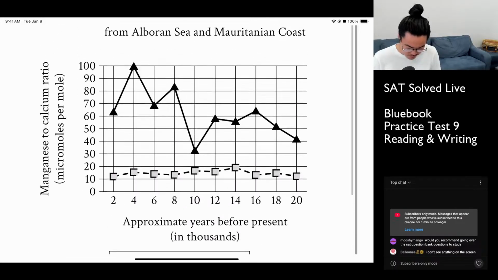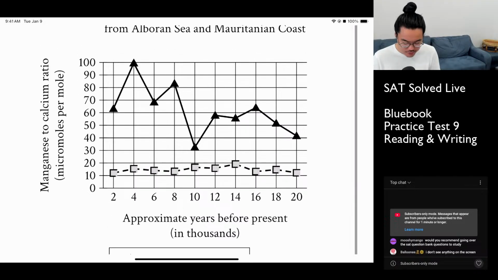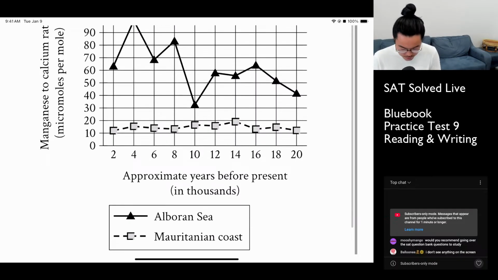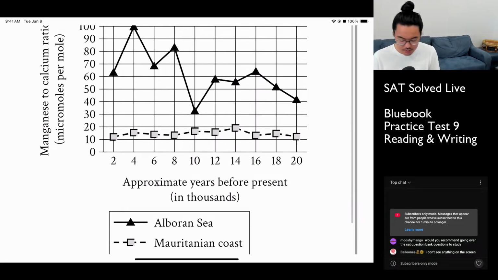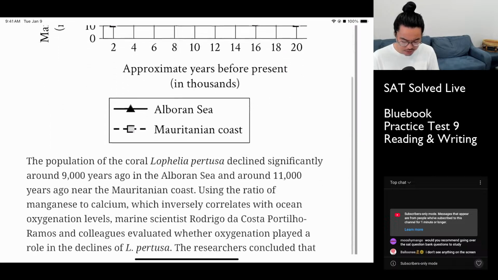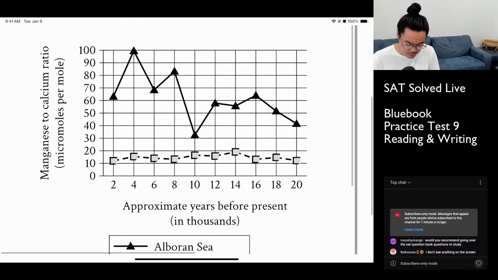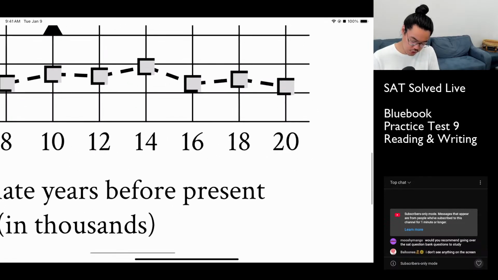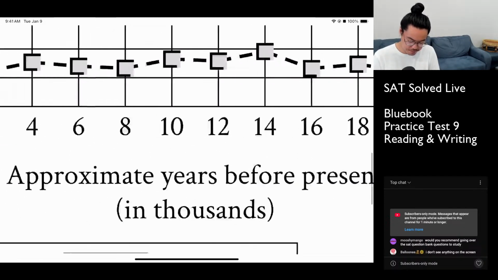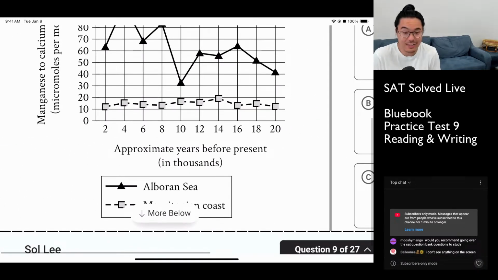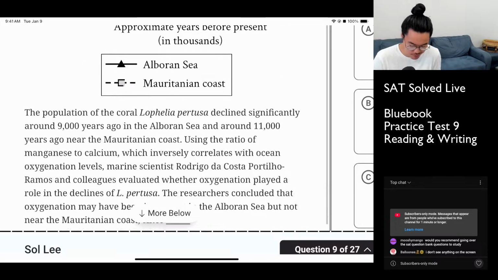Okay. So anyway, 2,000 years before the present and 4,000 years before the present, manganese is pretty high. But a long time ago, from 10,000 years before the present to 20,000 years before the present, manganese is not that much higher than calcium. Okay, fine. But the annoying thing and the stupid trick that the College Board is using on you is making sure that you know how to see the. Did you check the x-axis? Is basically what this stupid graph is about.